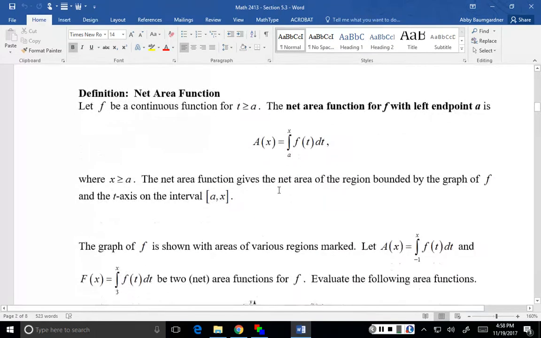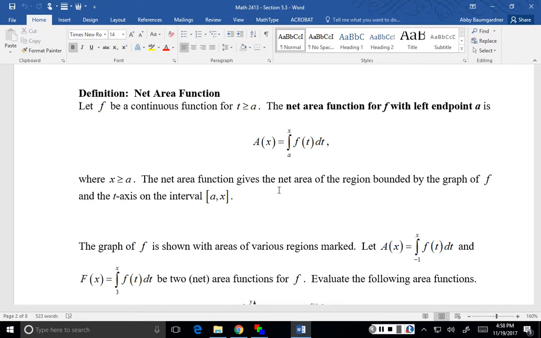So we're actually going to talk about that net area function so that we can jump into the fundamental theorem of calculus from there. Let f be a continuous function for t values that are greater than or equal to a, and we'll state that the net area function for f with the left endpoint of a is this definite integral where x is greater than or equal to a. The net area function gives the net area of the region bounded by the graph of f and the t-axis on the interval a to x.